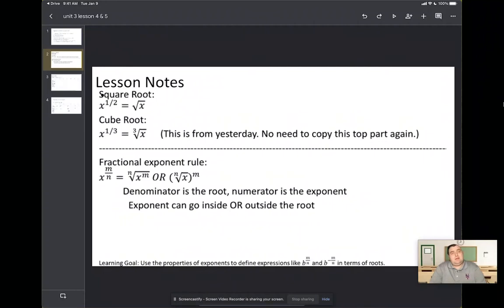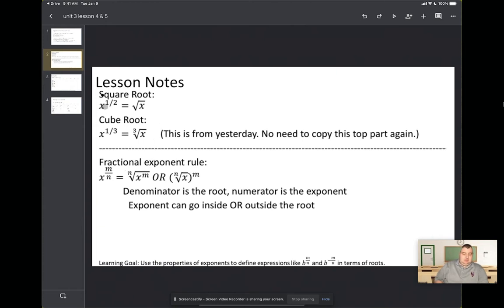Welcome back, everyone. In this video, we're going to go through lessons 4 and 5 of Unit 3. And this, again, is going to be a continuation of yesterday's lessons where we started learning about fractional exponents. This is what we learned about in the previous lesson.